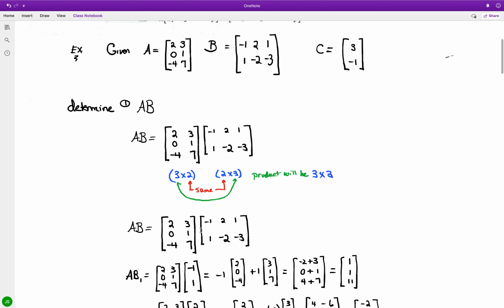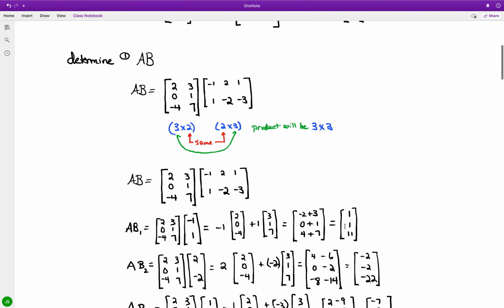Going section by section, taking what we had with vector equations, for Ab1, I have matrix A times the first column of B, which is negative 1, 1. Treat those like x1, x2: x1 times the first column of the first matrix plus x2 times the second column. So we have negative 1 times 2, 0, negative 4 plus 1 times 3, 1, 7. Combining, we have negative 2 plus 3, 0 plus 1, and 4 plus 7. For Ab1, this will be 1, 1, and 11.